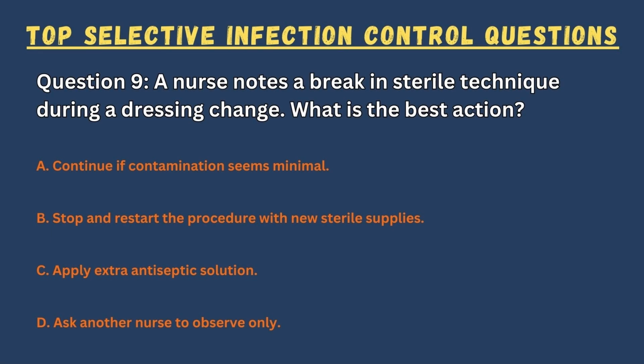Question 9. A nurse notes a break in sterile technique during a dressing change. What is the best action? A. Continue if contamination seems minimal. B. Stop and restart the procedure with new sterile supplies. C. Apply extra antiseptic solution. D. Ask another nurse to observe only.